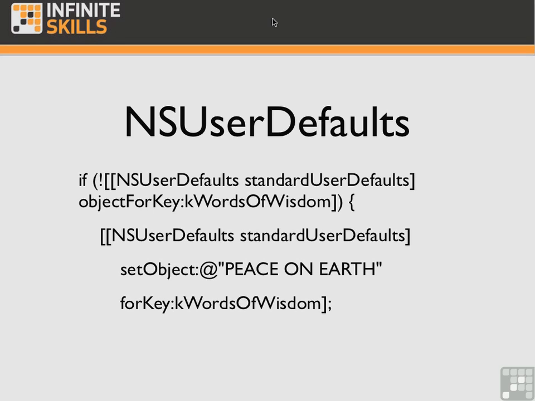As you can see at the bottom here, we set object "peace on earth" for the key kWordsOfWisdom. The first argument, setObject, is the object you want NSUserDefaults to save. This object must be NSData, NSString, NSNumber, NSDate, NSArray, or NSDictionary. In this case, the saved data is an NSString, so we're in good shape. The second argument is for key. In order to get the data back, and in order for NSUserDefaults to know where to save it, you have to be able to identify it to NSUserDefaults.